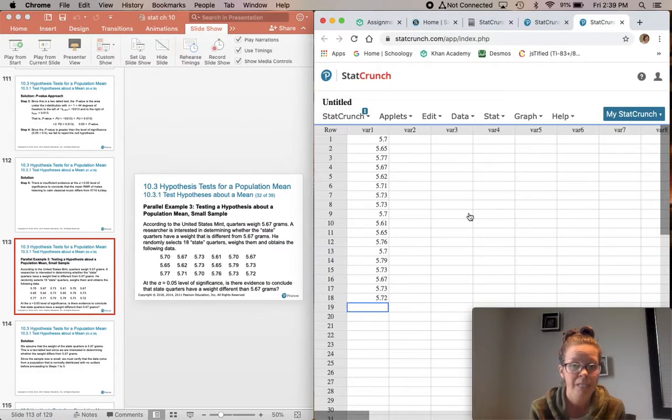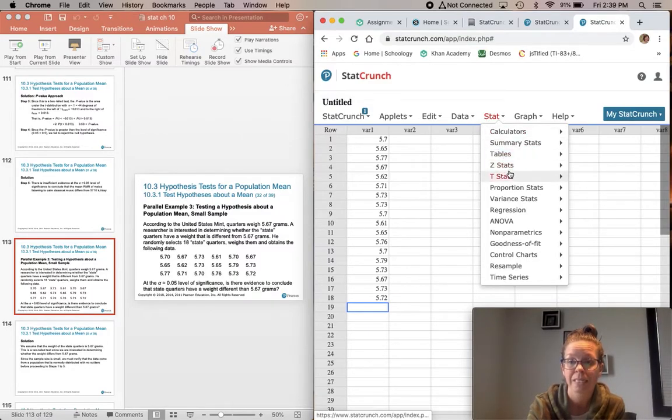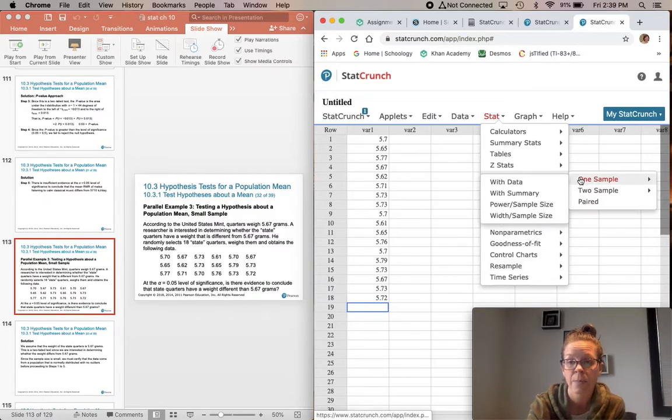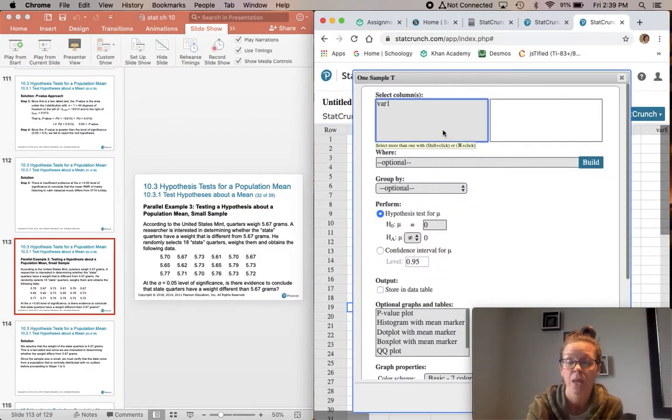So the researcher randomly selects 18 state quarters and obtains the following data. I already went ahead and typed it in, and we're going to use a 0.05 level of significance. So Stat, T Stats, One Sample, with data. This time we actually have the data, the weights of the 18 quarters. We have to tell it where our data is. I put it all into var1. We're going to choose our hypothesis test. We could also choose the confidence interval, and I'll show you that in just a second.